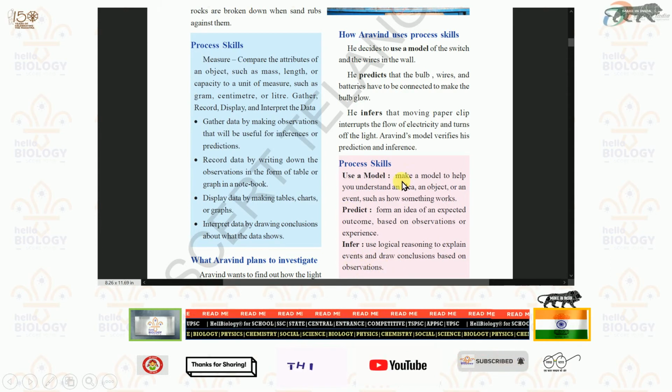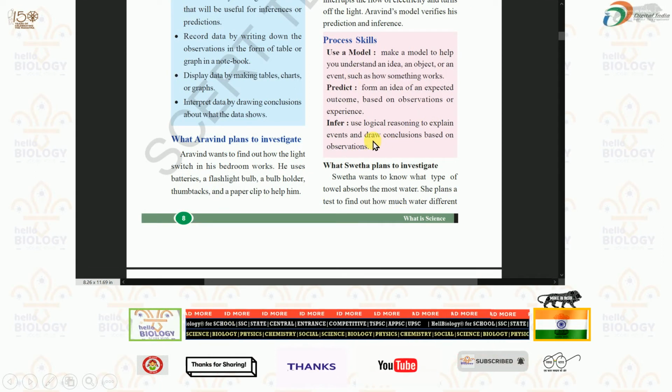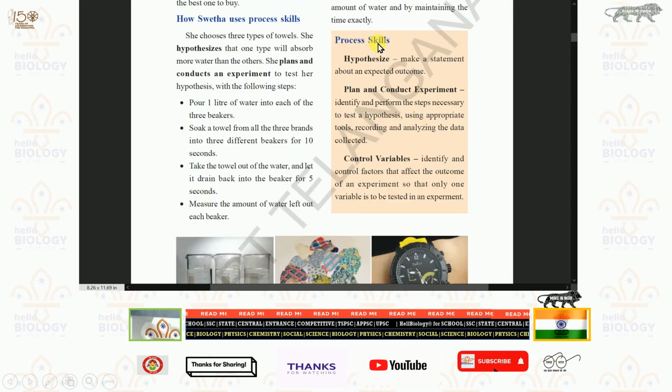That means you made an activity of rocket. After that, it worked well. Then you need to use those processing skills in this manner. After that, there is one activity with Sweta.